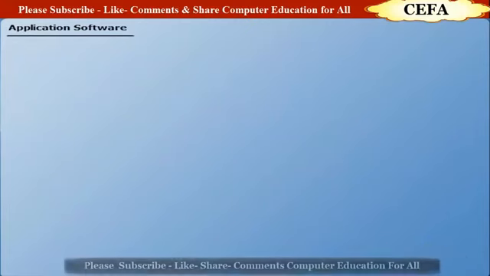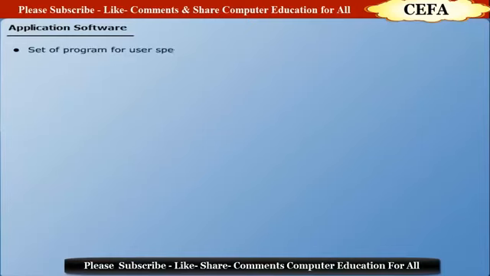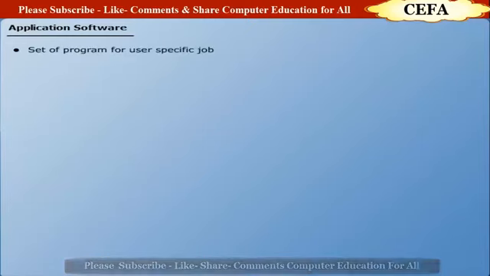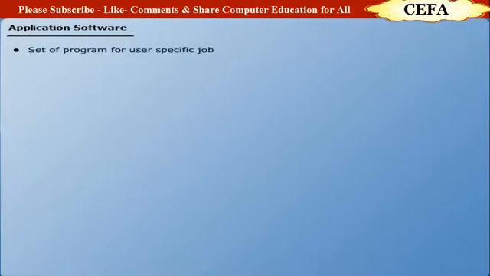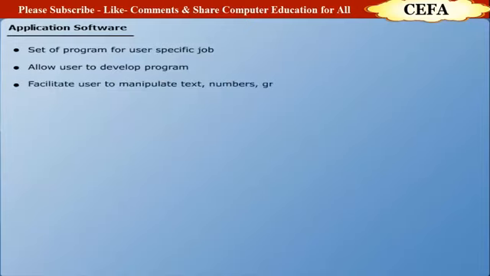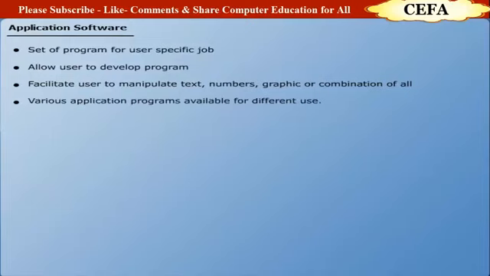Application software. Application software is a set of computer programs used to perform user-specific jobs. They allow the users to develop programs for their personal or organizational use. An application program facilitates the user to manipulate text, numbers, graphics, or a combination of these elements. Therefore, there are varieties of application programs available in the market for different uses.